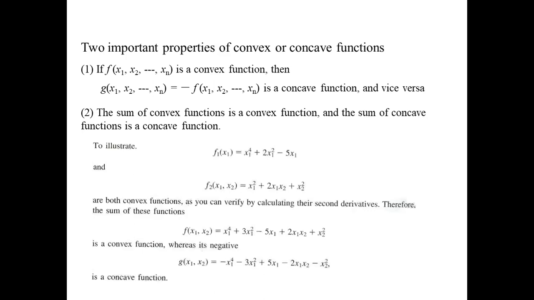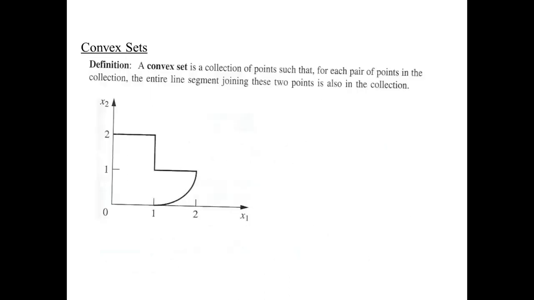To illustrate this, take these two functions, f1 and f2. They are both convex functions, as you can verify by calculating the second derivatives and checking the conditions given earlier. Therefore, the sum of the functions is also convex. You can check the condition once again, and hence the negative of the function is concave.